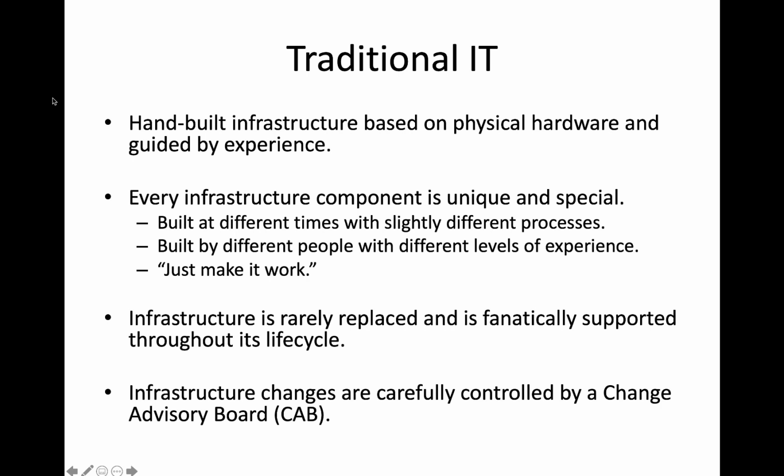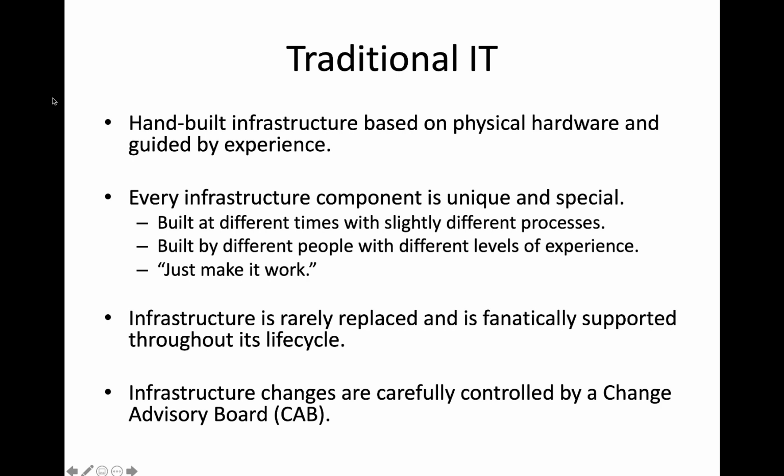And one of the challenges that we faced was that really every infrastructure component was something unique, was something special, because every server was built by a different engineer at a different time, and those engineers would have slightly different processes for building servers, and they would have, of course, different backgrounds and different levels of experience. The bottom line was that as engineers, we were just tasked with the responsibility of making something work. And we were sort of craftspeople, stitching things together and making the magic happen.